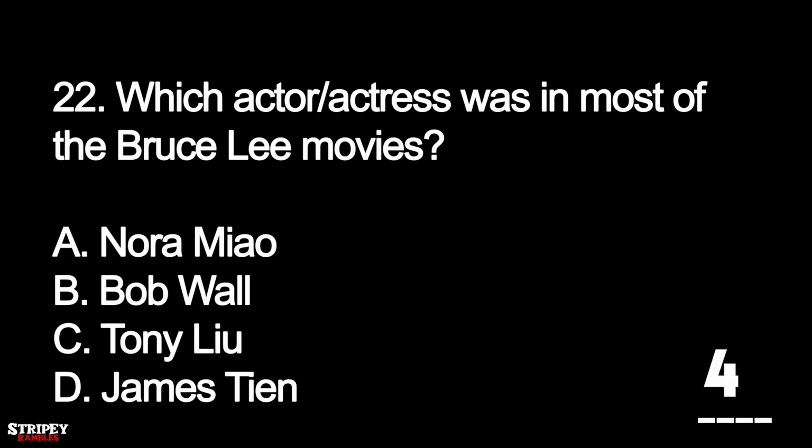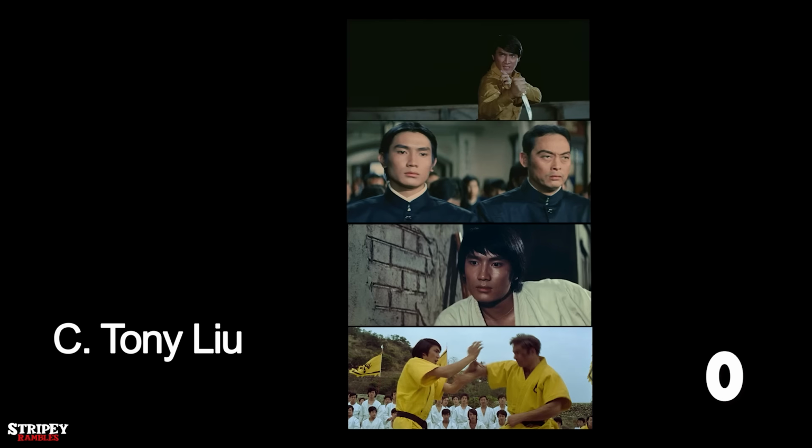Question 22. Which actor or actress was in the most of the Bruce Lee movies? Nora Miao did 3, of course. Bob Wall did 3 if you include the 78 Game of Death. James Tien, he did 2 and the 72 footage of Game of Death. But obviously Tony Liu, also known as Liu Wing, he did 4 of the Bruce Lee movies.